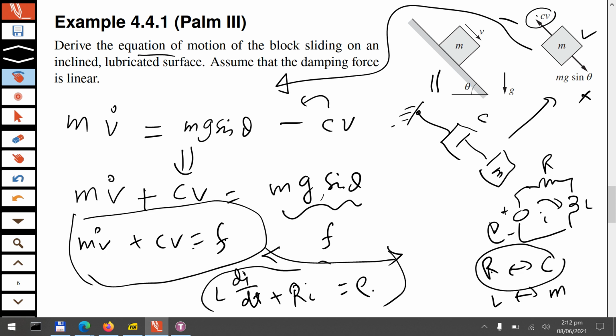Did this point make sense? Let's move on to the next example.